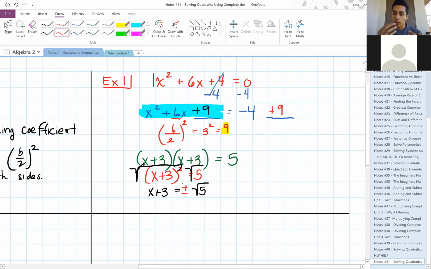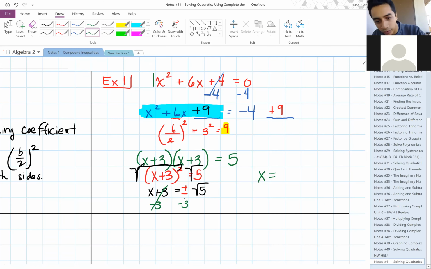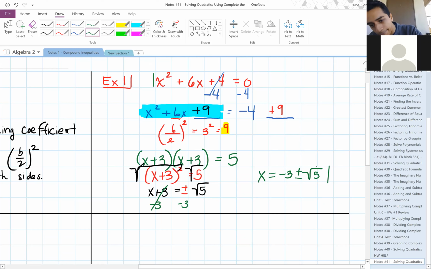So now, in order to get your two solutions, remember that you're just going to move the 3. You're going to subtract 3 from both sides, okay? So now this cancels and you're left with x is equal to, and remember that the negative 3 is a whole number that does not mix with the square root of 5. So they're going to stay separate, all right? So you're going to have negative 3 plus or minus root 5, okay? And that's my solution right there. Okay, so any questions so far about what we've done?